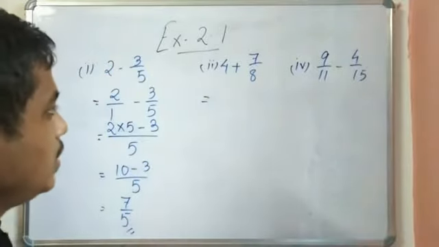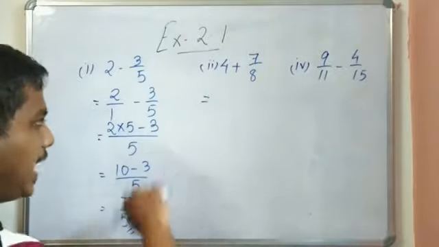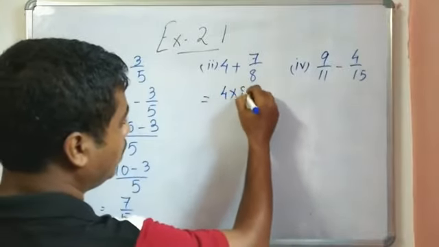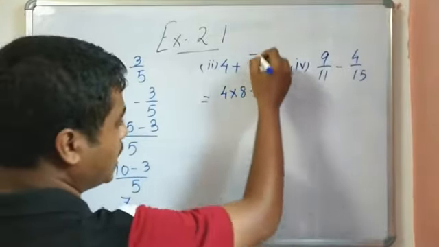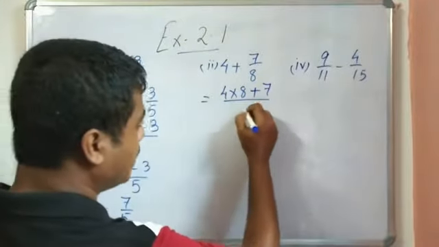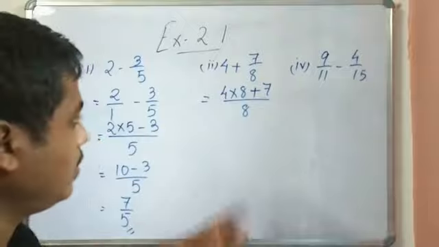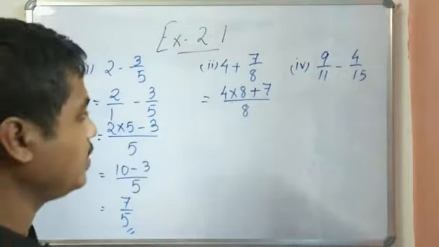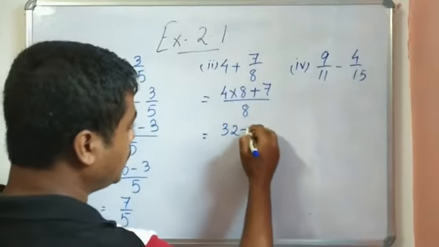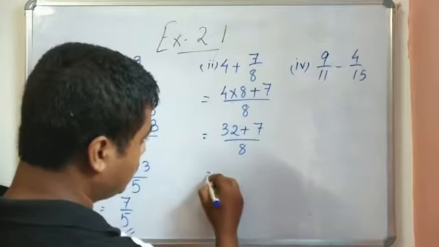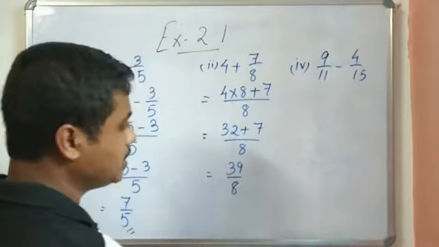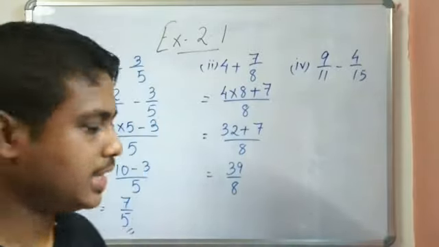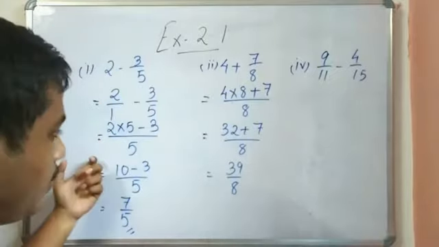Take 4 plus 7 by 8. Directly you can multiply 4 into 8 plus the above number, that is 7, divided by the below number, that is 8. So 4 8s are 32, plus 7, divided by 8. So it will be 39 by 8. Go through it. Whichever way you find easier, you can try it in your own way. This is one way, this is the other way.